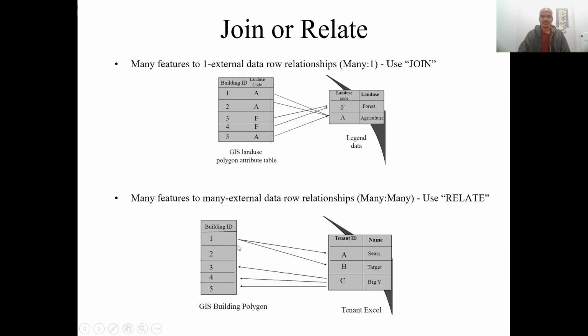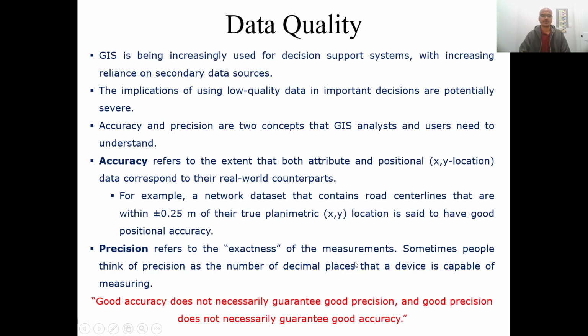We may also encounter a many to many relationship, where you have many information and the database you want to integrate also has many information. Such complex data can also be managed with a many to many approach. So you can use either relate or join, depending upon the data properties or the data relationships.